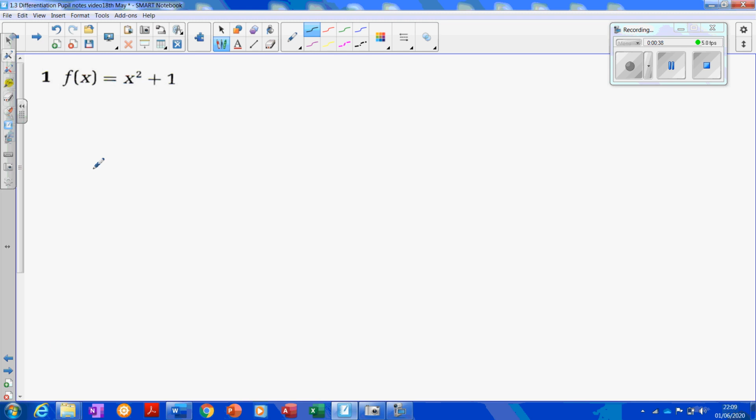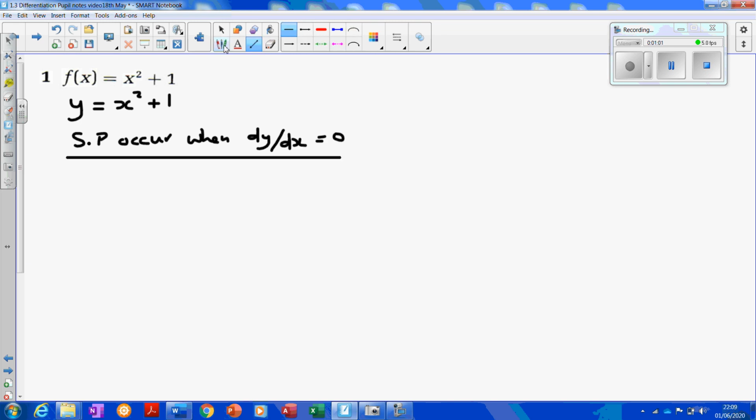So question 1, f(x) is equal to x squared plus 1. That really just means y is equal to x squared plus 1. The first thing I want to do is find the stationary points. Stationary points occur when dy/dx, or f'(x), is equal to 0. Underline that. So dy/dx for this curve is equal to 2x. Therefore 2x has got to be equal to 0. Divide by 2, x is equal to 0.